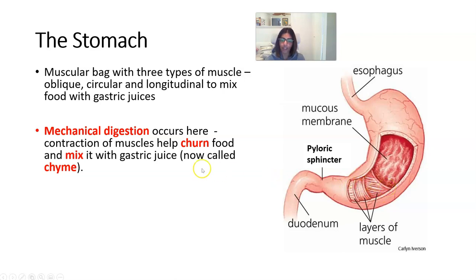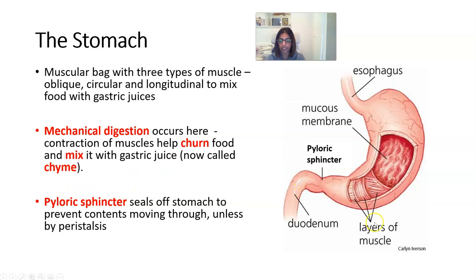Now, the reason why we have these 3 types of muscles here is to churn the food that's in the stomach. So when all these muscles contract and relax in their different dimensions, so up and down, across the way and diagonally, what that does is it acts like a churning mechanism. So when we churn that food bolus, we're mixing it with the gastric juices. Now that becomes this liquid food now called chyme.